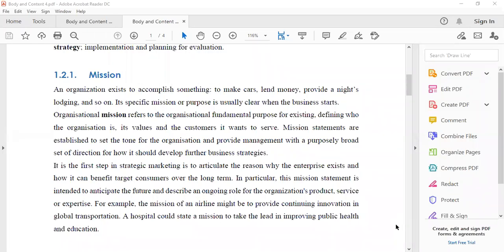So an organizational mission tries to establish and set the tone for the organization and help the management to know the direction they want to follow. It's the first step in the strategic marketing planning process, and it helps to align across the organization the reason for the existence. It is on this reason for the existence that all other things rest on.